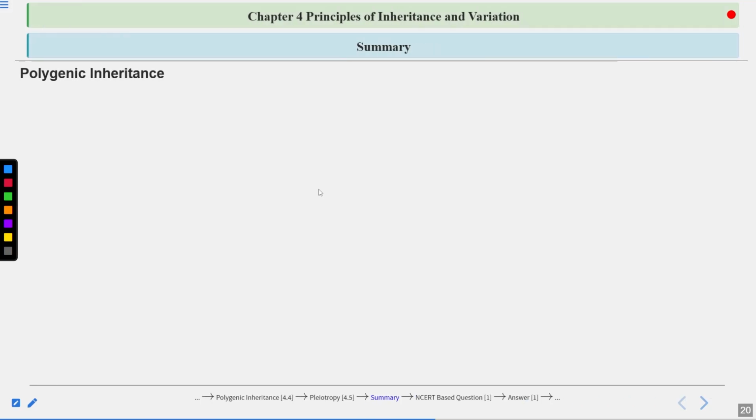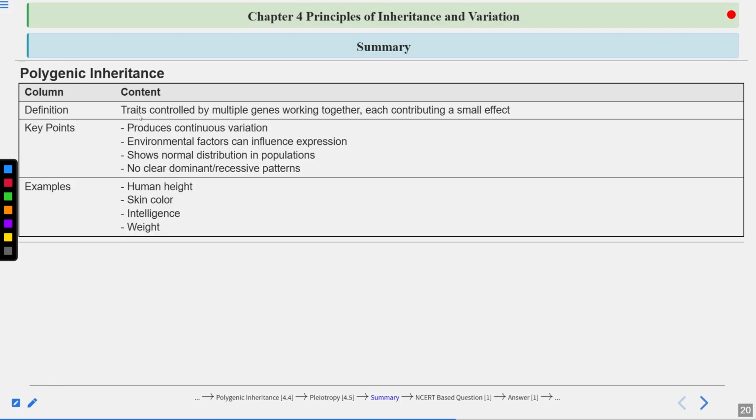We talked about polygenic inheritance also. The definition is traits which are controlled by multiple genes working together, each contributing small effects. So there is the additive effect of these genes. These polygenic traits show continuous variation. They are affected by environment. They show normal distribution in the populations.